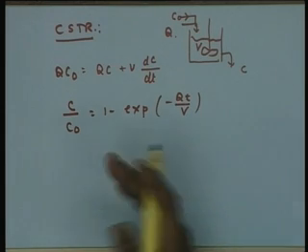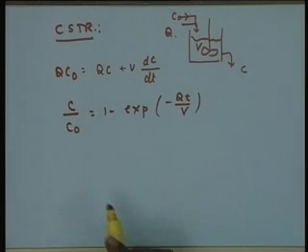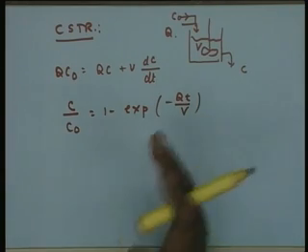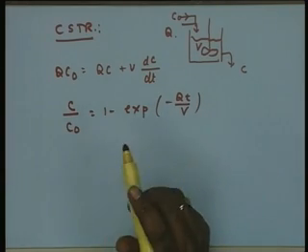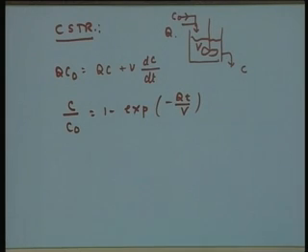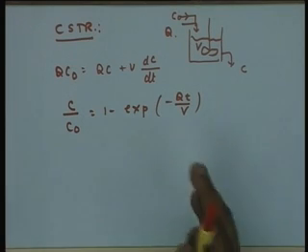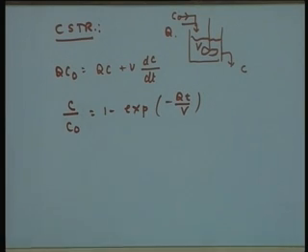Now, if you make a semi-logarithmic plot of this curve, that means ln of 1 minus C upon C naught versus time, you will get a slope of q upon V and an intercept of ln 1, that is 0. And you can notice that for an ideal reactor, such a response is obtainable.